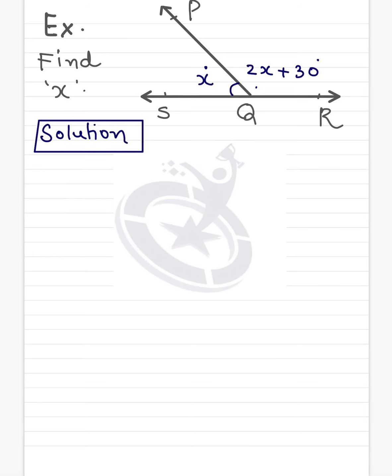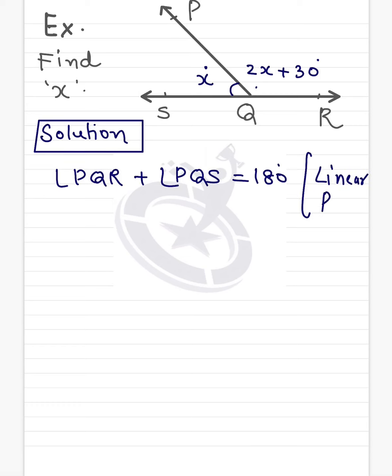So here the name of the angles is angle PQR plus angle PQS is equal to 180 degrees. Okay, and you have to write the reason there. The reason is linear pair. They form a linear pair, so their sum is equal to 180 degrees. Now we substitute their measures. Angle PQR's measure is 2x plus 30, and angle PQS is equal to x degrees. Fine, equal to 180 degrees.